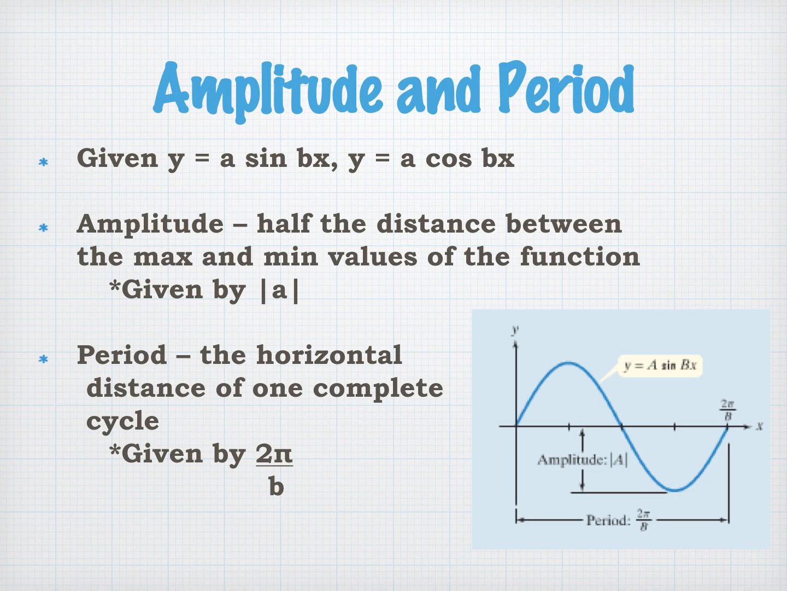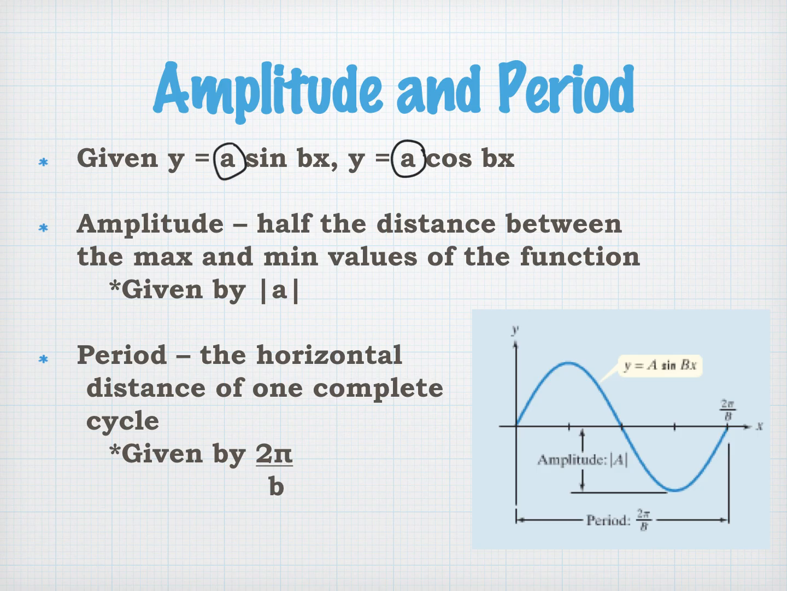Characteristics of the graphs of sine and cosine functions: for every function, we have an amplitude and a period. The amplitude is just how high or low it goes, and that's always given by the absolute value of whatever's in front of sine or cosine. There's typically a number in front. If you don't see a number, you just assume it's 1.